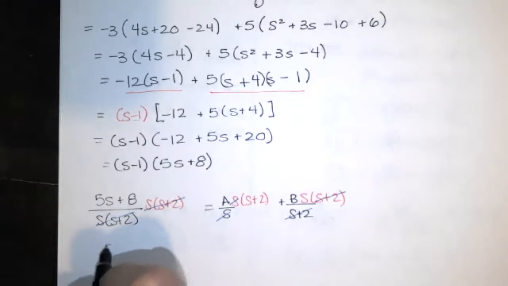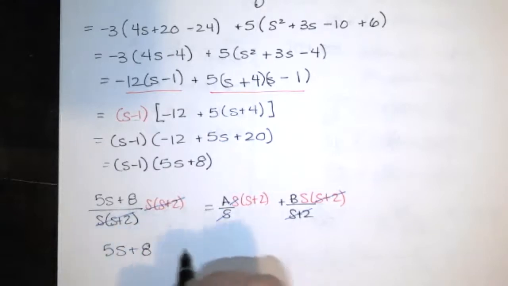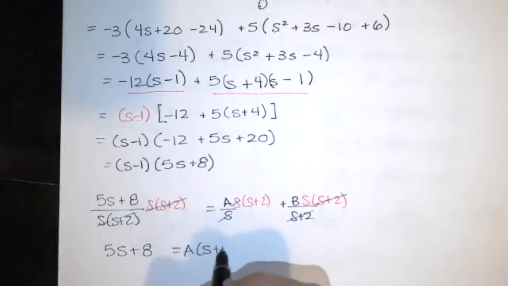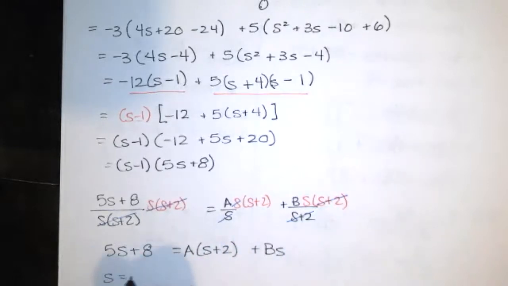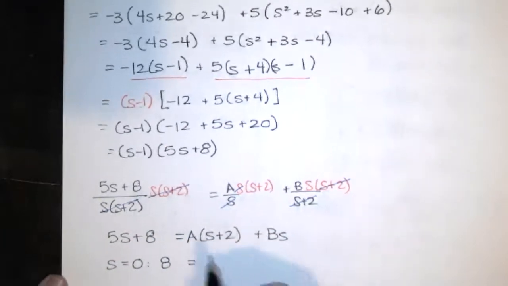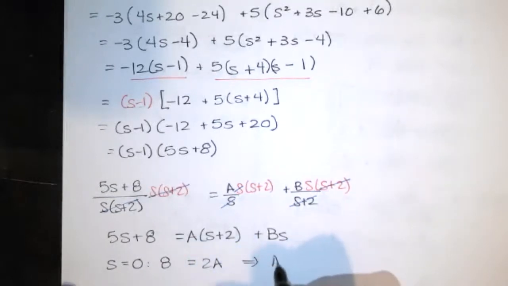And then we'll have 5s plus 8 equals a times the quantity s plus 2 plus b times s. Now if s is equal to 0, the left-hand side is just an 8, and this b times s is going to be 0, so we'll have 2 times a over here plus 0. So a is 8 divided by 2, which is 4.